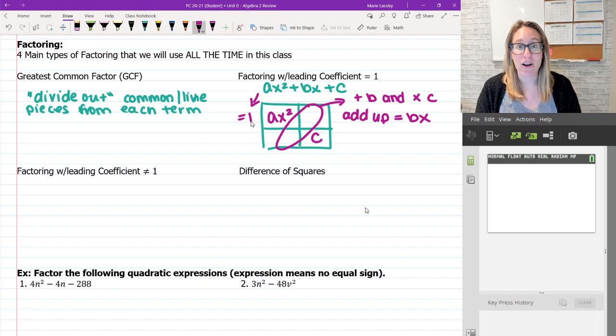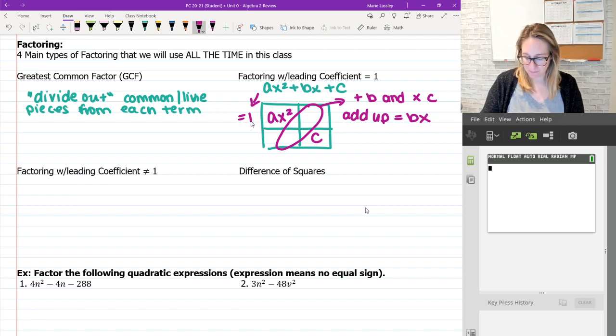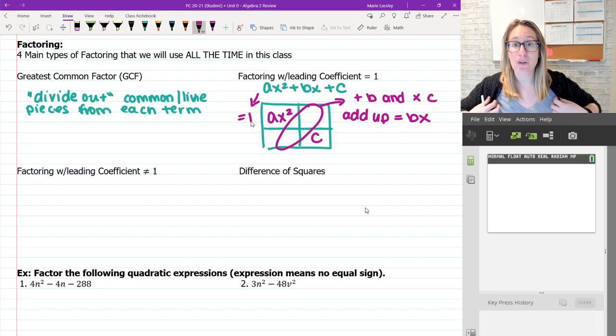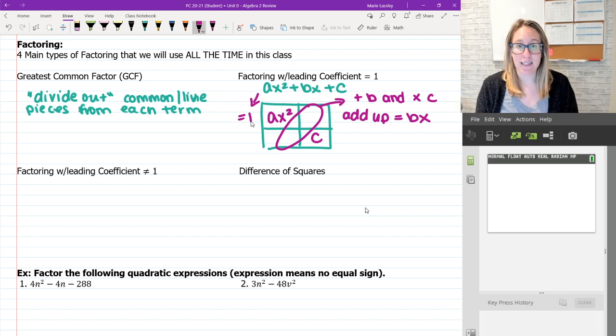Like I said, it works very similar to the leading coefficient of 1, except there's a strange little extra piece. Now, again, depending on who you had for Algebra 2, you may have done this differently. This is the technique that I use.